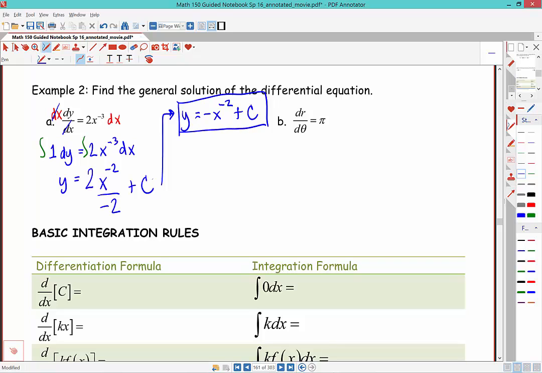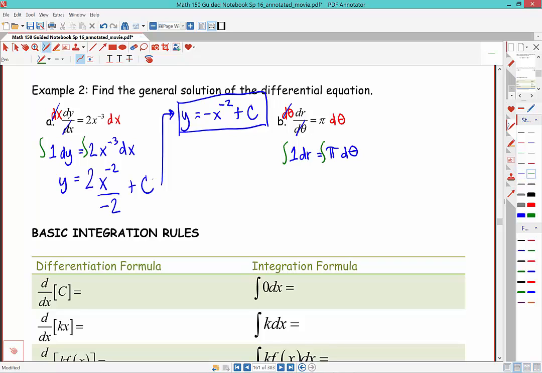All right, so let's take a look at this other one. What do you think we should do first? Beautiful. Multiply both sides by d theta. And then the d theta will divide out over here. And what are we going to have? We're just going to have 1 times dr is equal to pi, which is a constant, times d theta.